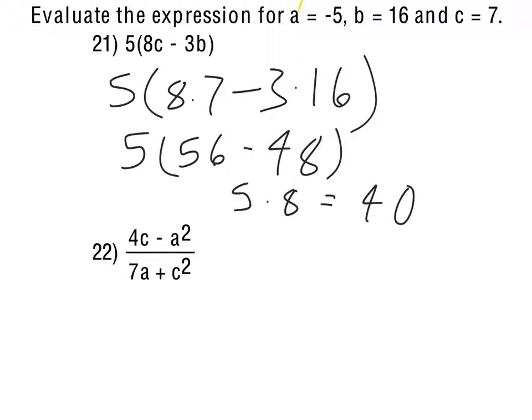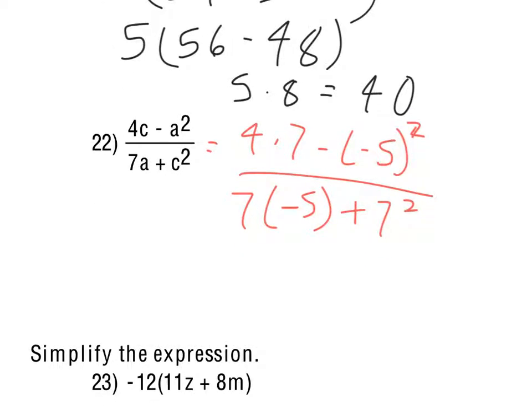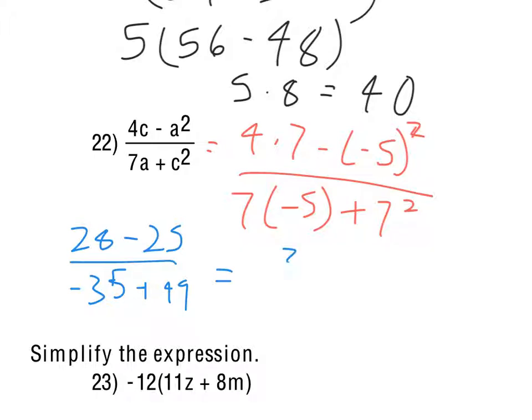Same sort of idea for number 22. 4 times c. C was 7 minus a squared. A was negative 5. Now again, be careful when we square that negative. That'll turn out to be positive. Whereas in the denominator, 7 times negative 5 will be negative. And then we're squaring the c as well, so squaring 7. And so doing the 4 times 7 gives me 28 minus a positive 25 over negative 35 plus 49. 28 minus 25, that's not too bad, it's just 3. And then 49 minus 35 would be 14. So 3 over 14 for that one.